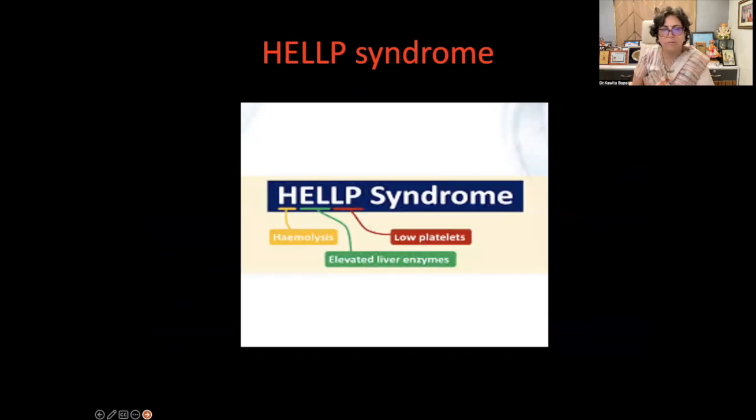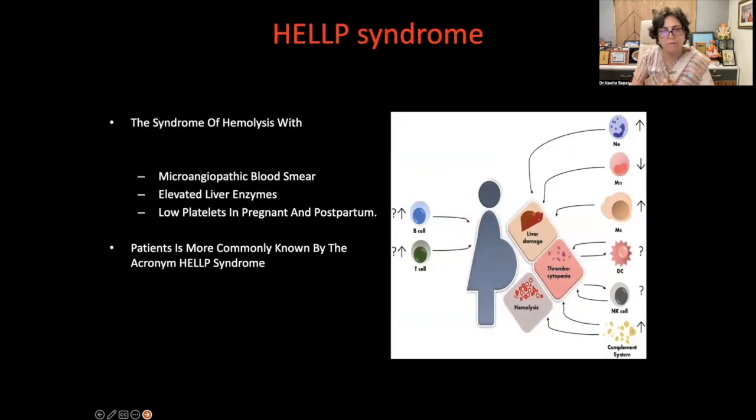First is H for hemolysis, LL for low platelets, and EL for elevated liver enzymes. It is a syndrome of hemolysis with a microangiopathic blood smear, elevated liver enzymes, and low platelets in pregnant and postpartum females, more commonly known by the acronym HELLP syndrome.